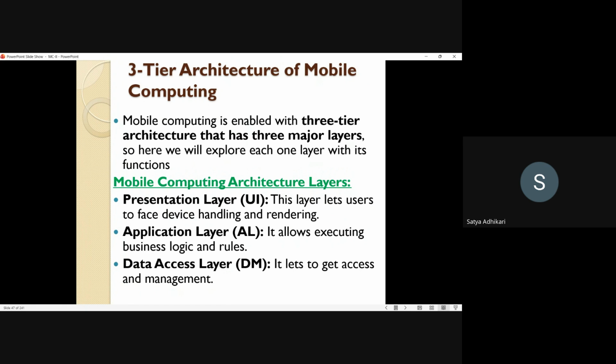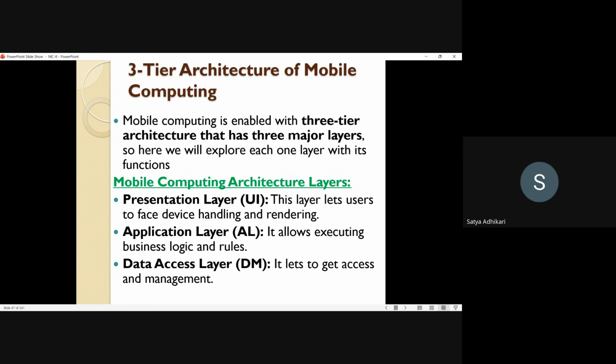Mobile computing is enabled with a three-tier architecture that has three major layers. Here we will explain each layer and its function. As the name suggests, it contains three important layers. The mobile computing architecture layers: the first layer is the presentation layer. As the name says, this layer lets the user face device handling and rendering. So it is closer to the user, how the data is represented.